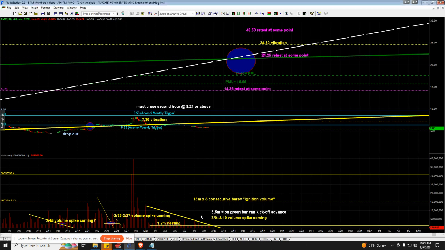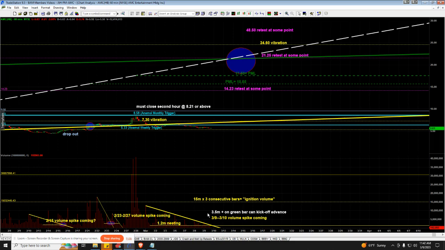And again, if we can turn up and print that volume on a green bar, we can be sort of off and running on another move like this. We'll take a look at Anemoi in a second here, and I'll show you guys that setup again that looks like we could have a 3-day run if we can just have a nice volume reversal here on the green bar.